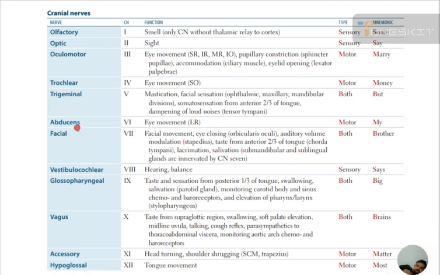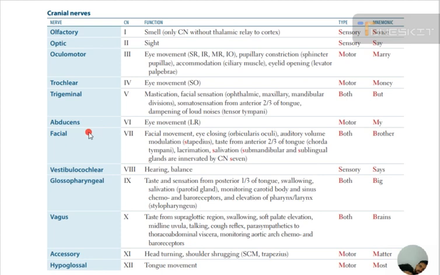So the next nerve is abducens. It is the sixth nerve, and it is involved in eye movement. LR6 means lateral rectus. It is motor in nature.